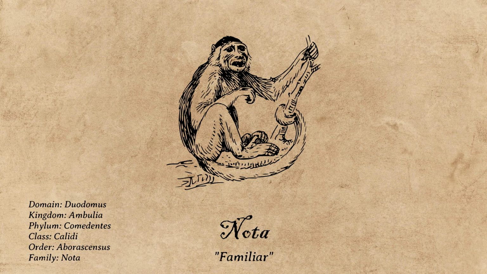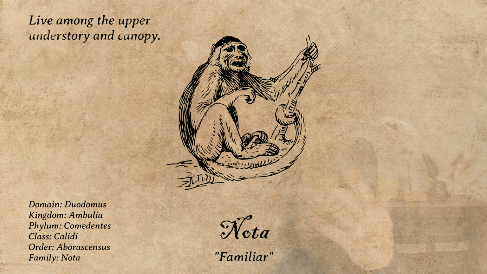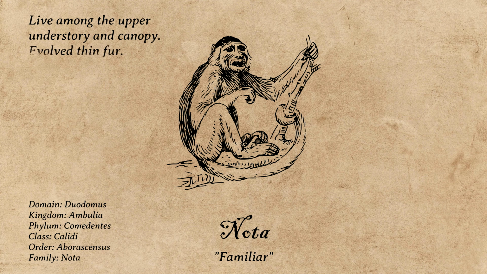Finally, among the notable creatures of the tropical rainforests are the Nota, a family within the Arborescensis order. If it isn't abundantly clear why their family is called the familiar family, then hello, non-human viewer, it's a pleasure to meet you. The Nota live among the upper understory and canopy and consider both as their territory. They're one of the few types of Calidae that thrive within the tropics and have evolved far thinner fur to compensate. They're also nocturnal, sleeping during the day when it's warmest, and are active at night when temperatures drop.